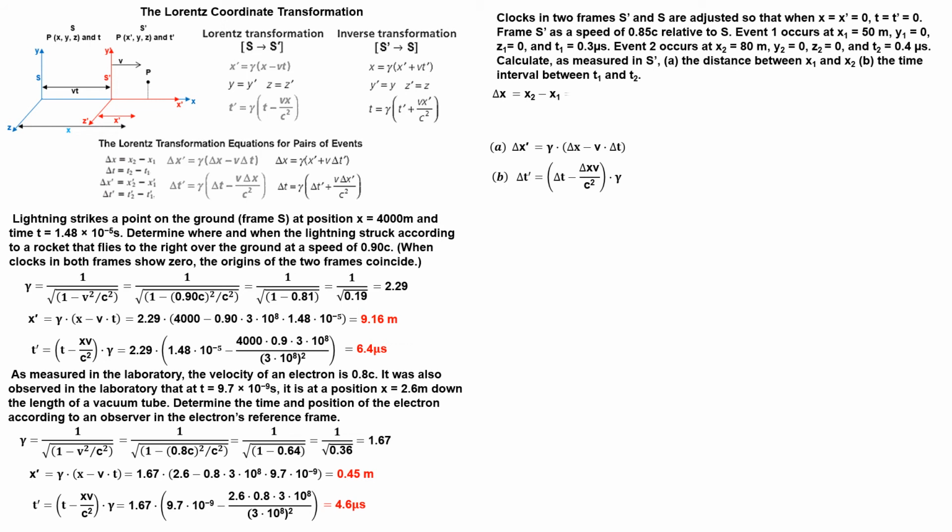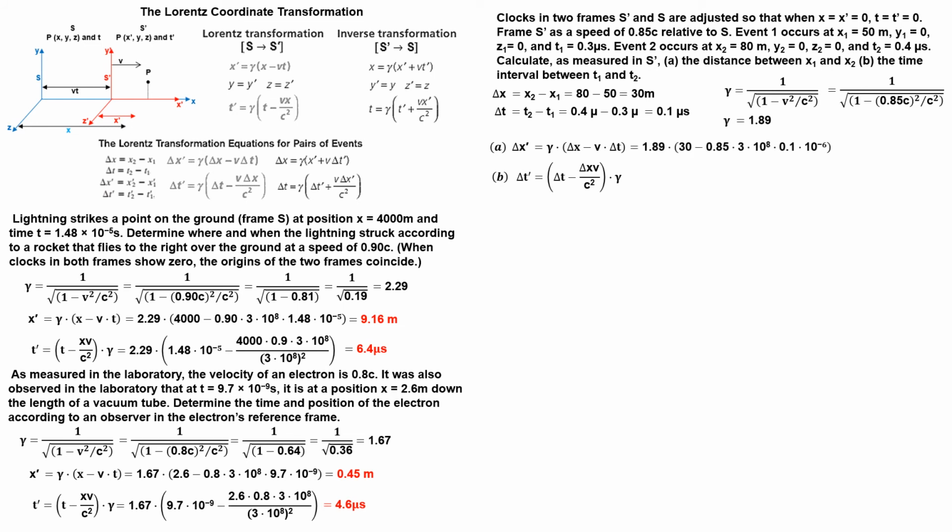From the question, we can see that the interval of length is 30 meters and the interval of time is 0.1 microseconds. We now find the Lorentz factor. We now replace these values into the equations to calculate the interval of length and the time interval.